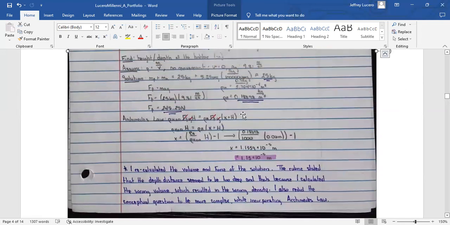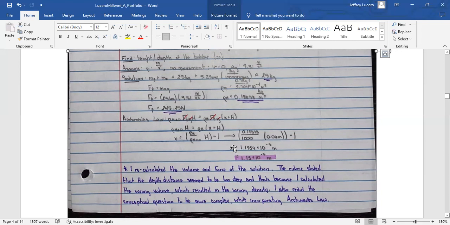We would use Archimedes' law to find the height of the submerged bobber. So the density of water times the force of the fish times gravity over height equals the density of the bobber times the force of the fish times gravity times x plus the height. We can reduce this equation, the density of water times h equals the density of the bobber times x plus h, to get x equals the density of the bobber over the density of water times h minus 1.